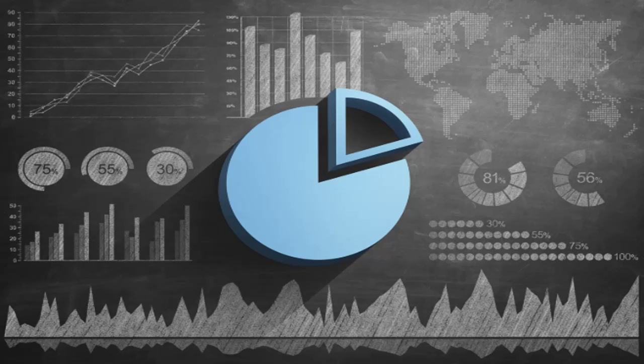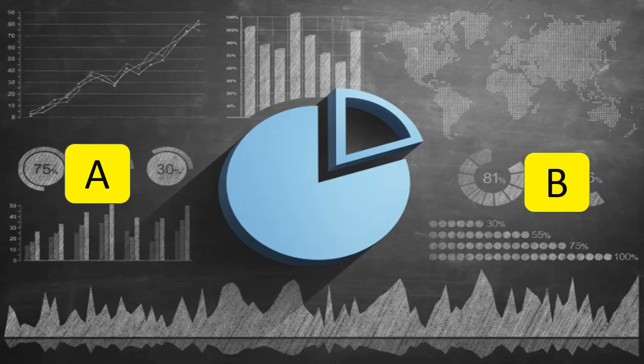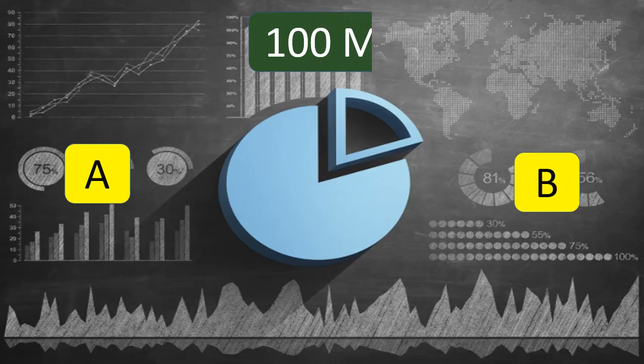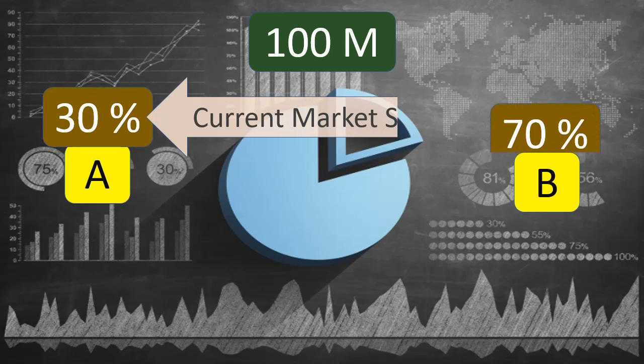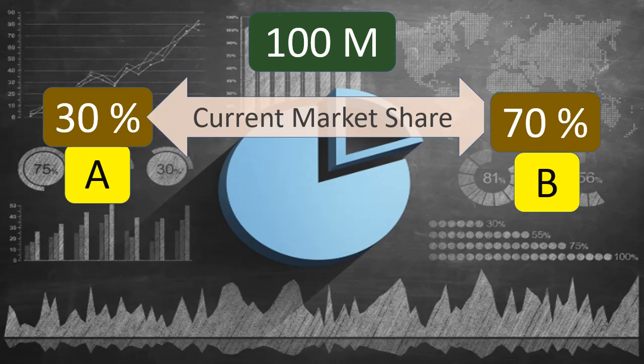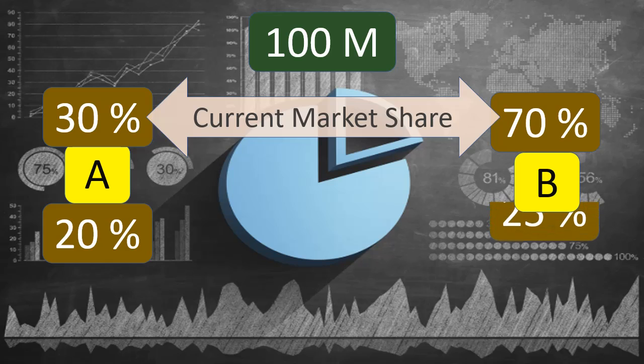If we have only two companies, A and B, where both are the only players in the market, and the total customers are 100 millions, and currently A has 30% of the customers and B has 70% of the customers. Assume company A is losing 20% of their customers to company B, and company B is losing 25% of their customers to company A.